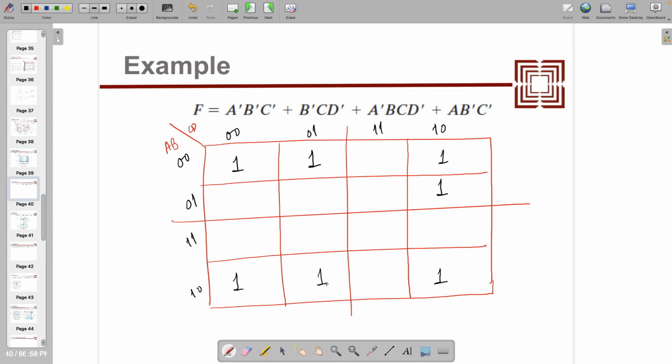You got the answer? Shania, you got the answer? Let's try, whatever it is. Tell me. Okay, this one. So, are you using this K-map only? Then use the K-map.